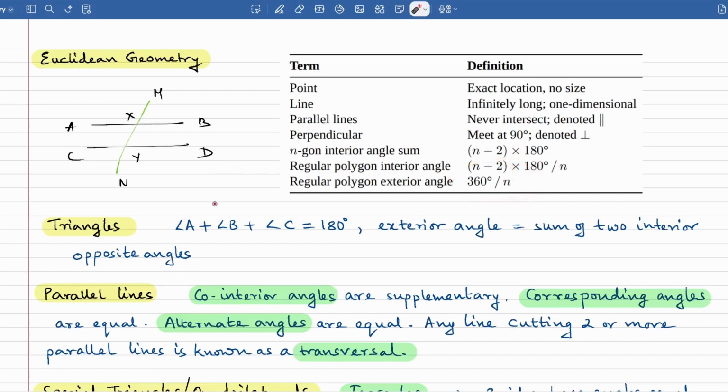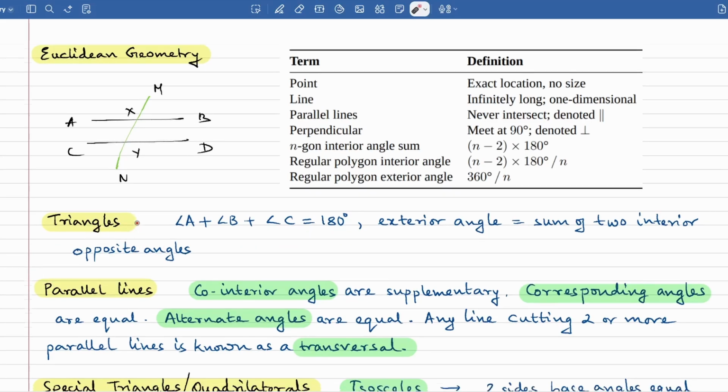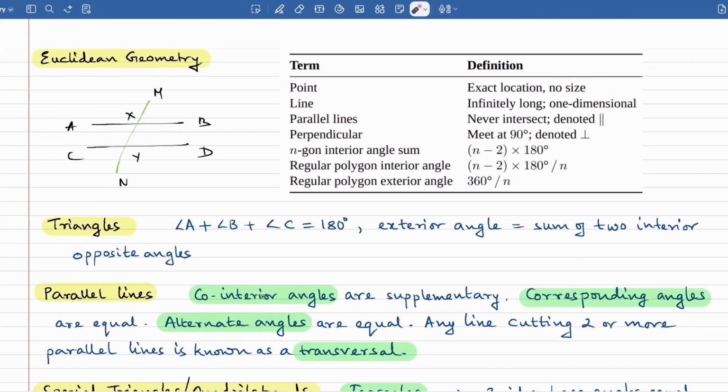For triangles, the two important things that you should know is the sum of all three angles is 180 and the exterior angle is equal to the sum of the two interior opposite angles. Opposite. Okay, because on the same side you will get supplementary angles. For parallel lines, co-interior angles are supplementary. So these two angles are supplementary. Corresponding angles are equal. So these two angles are equal. These two angles are equal. These two angles are equal. Here, these angles are also equal. Alternate angles are equal, so that means these will be equal, those will be equal.